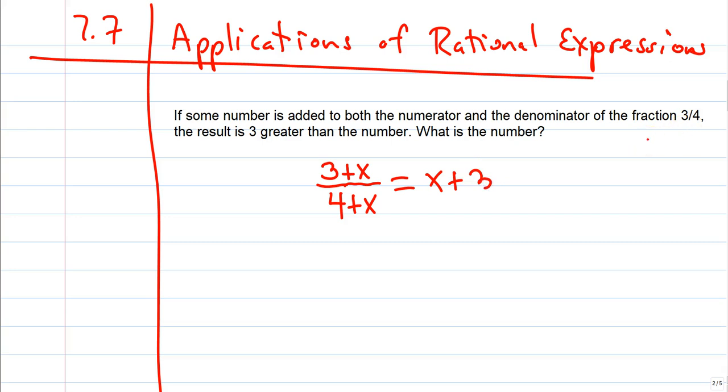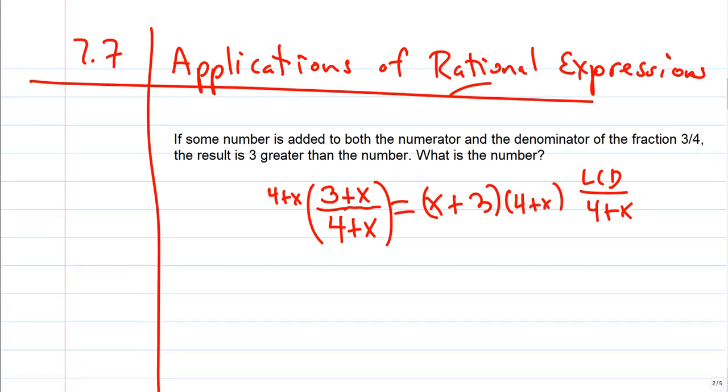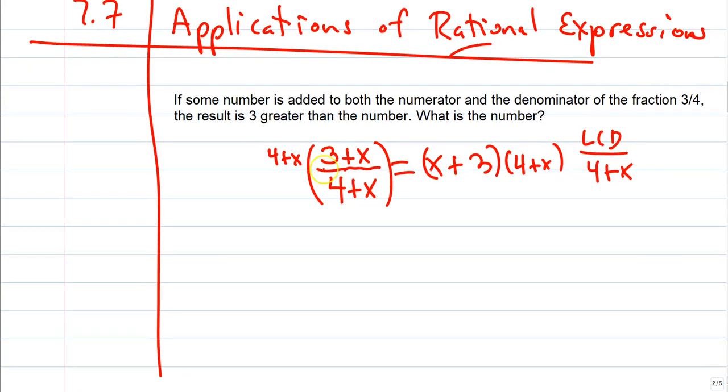Okay, so in this situation, once again, we have a fraction. We can clear it by multiplying by our LCD, which happens to be the 4 plus x. If you want to make that x plus 4, that doesn't hurt my feelings, but at this point I already have 4 plus x, so I'll just stick with it. If I do it to one side, I have to do it to the other. So what happens here? On the left, the 4 plus x cancels with the 4 plus x. That's a good deal.